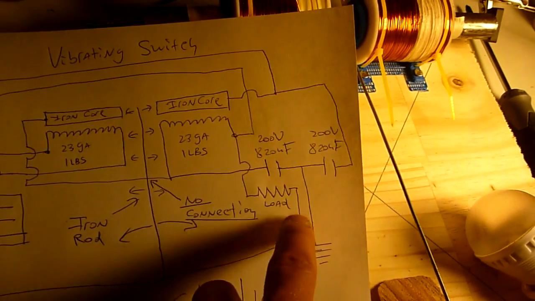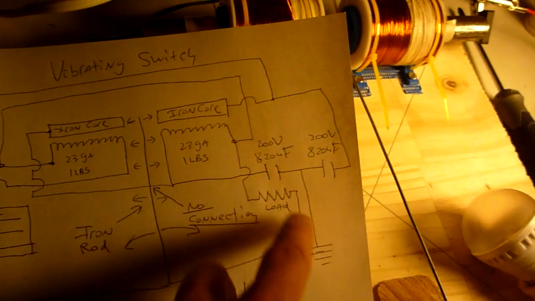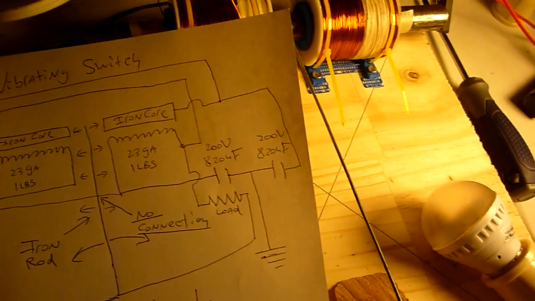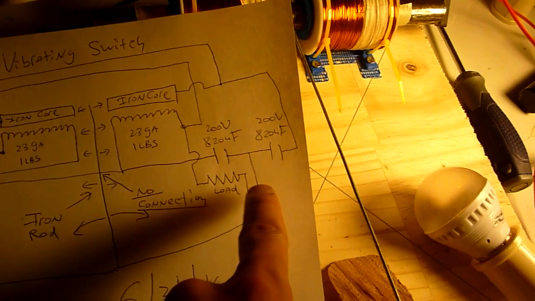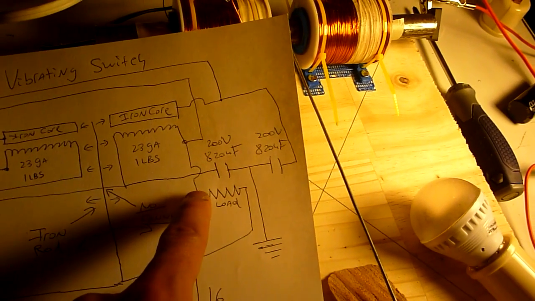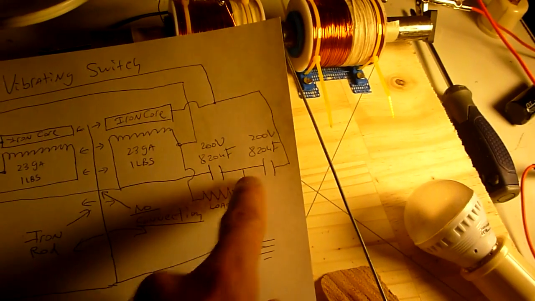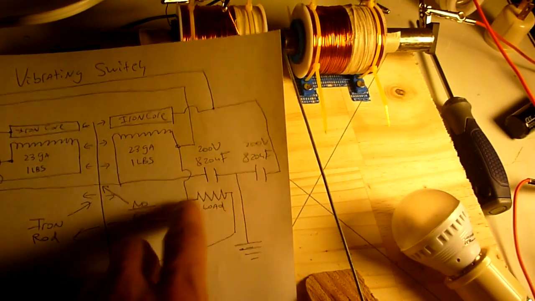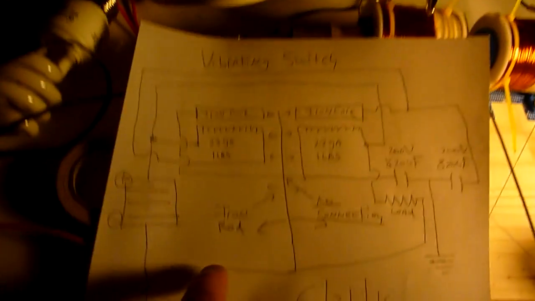If I disconnect the ground from the middle of the capacitors, it speeds up drastically if you connect the ground there. And the load shines brighter if you connect this side to the load. So that's what this lead is. It's a lead that goes between the capacitors.